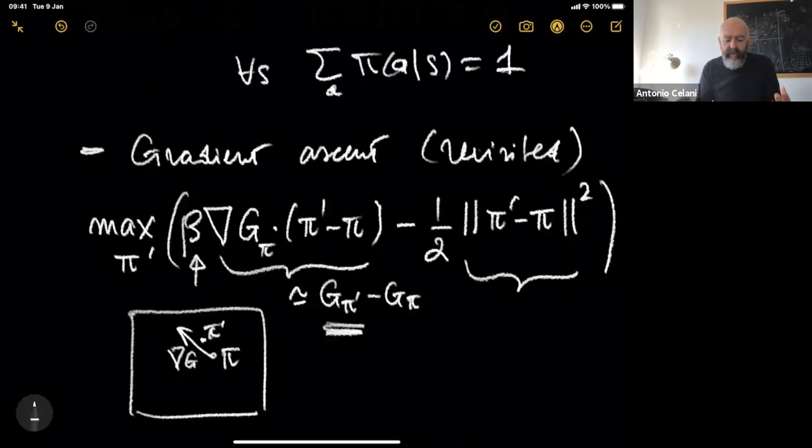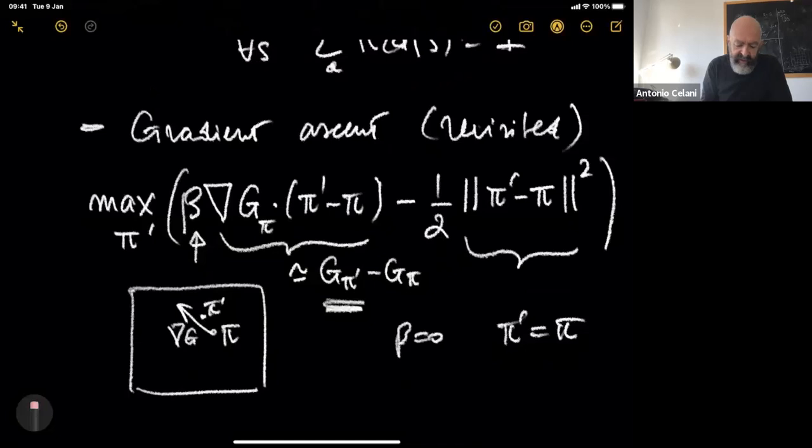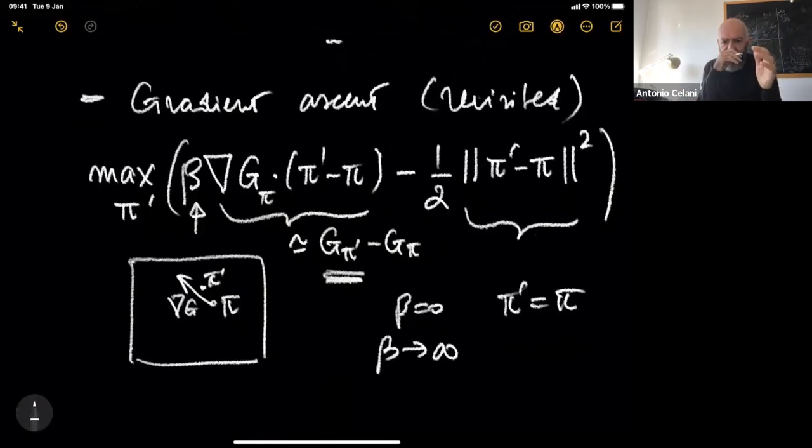So if beta is equal to zero, then I don't move. Pi prime will be equal to pi, because clearly the maximum of minus the distance squared is equal to minus the minimum of the distance squared, which is zero if the two points are equal. On the other hand, if beta goes to infinity, I am ignoring this cost for going too far, and therefore I will be projected very much out of my domain. So there is some beta in the middle which does the job of compromising between believing your local gradient and not believing it too much.